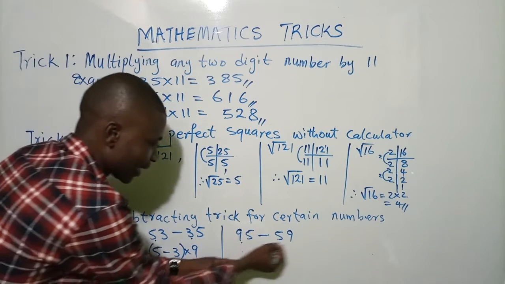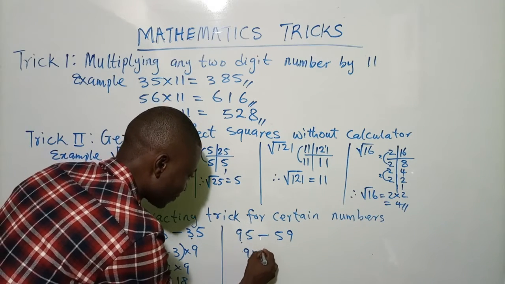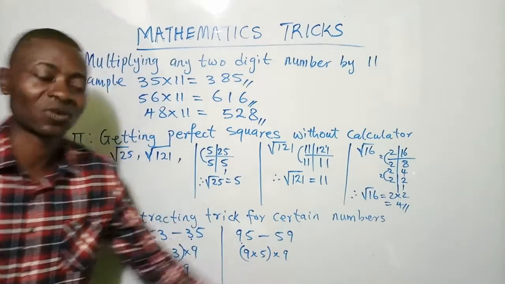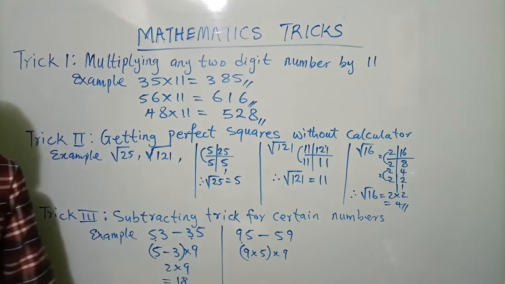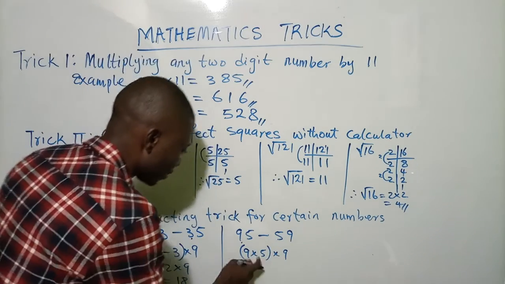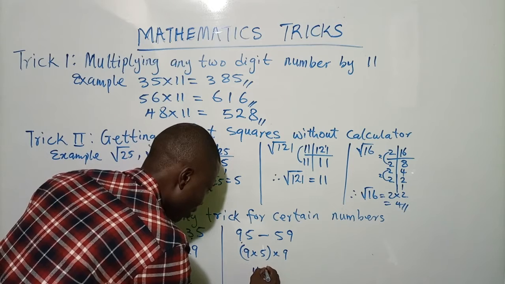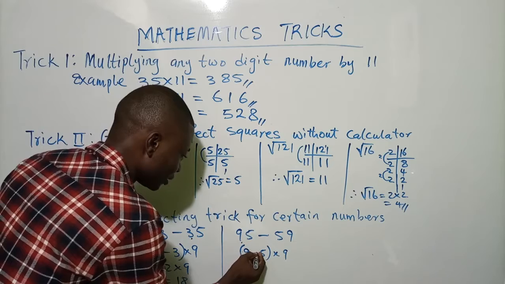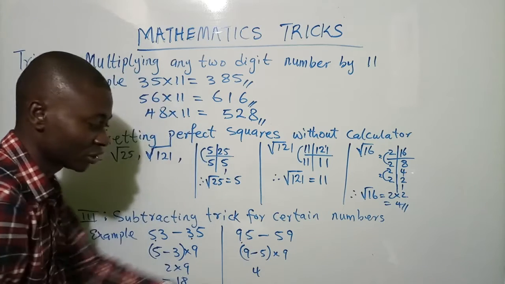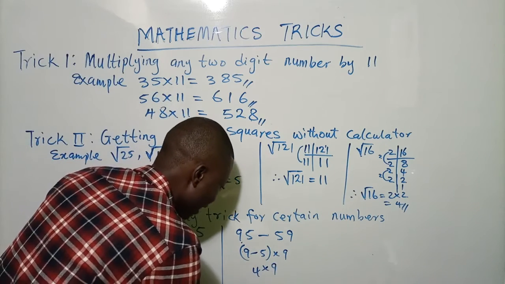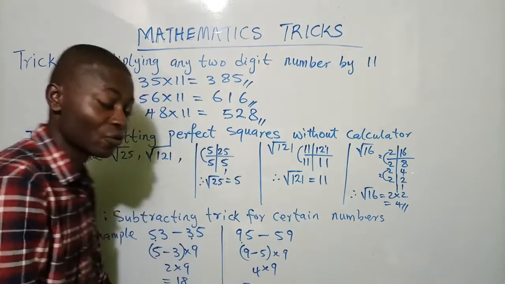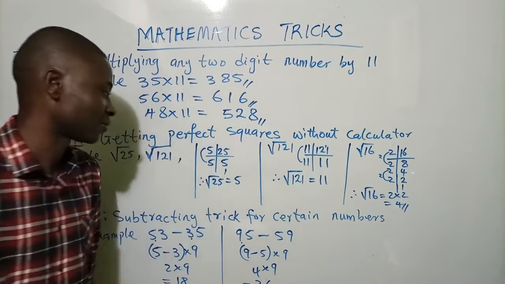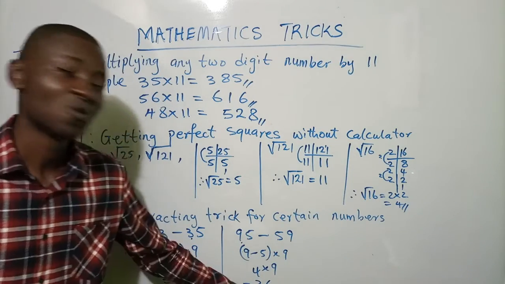Just do this. 9 minus 5 times 9. Remember, the 9 is a constant. You always multiply it by 9. Okay, that is just the rule. You subtract, not times. You subtract. So 9 minus 5 is 4 times 9. So 4 times 9 will give us 36. So that is the answer. So 95 minus 59 will give us 36.